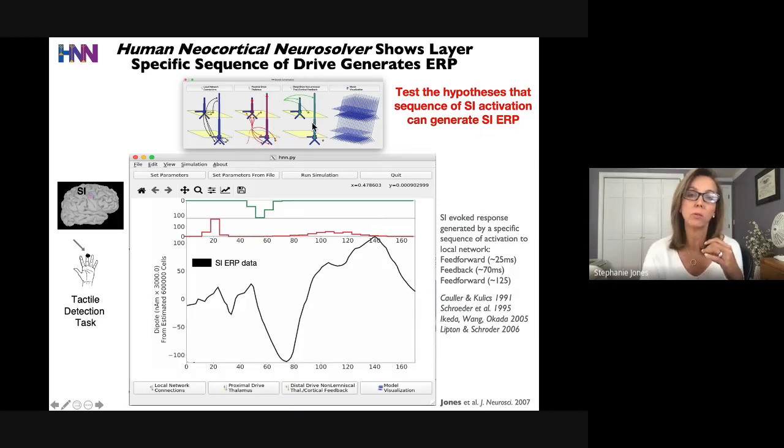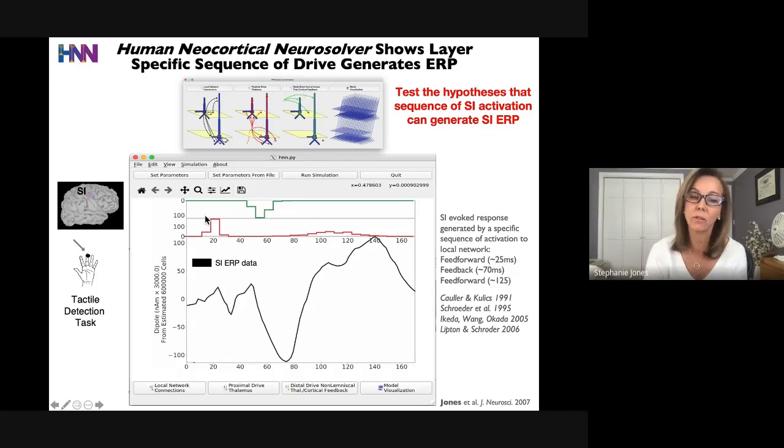And so what we did is we took our model and created this sequence of drives. Up here at the top of the graphical user interface, we're showing a histogram of the driving spikes through these proximal and distal pathways, or this feed-forward and feedback pathway.